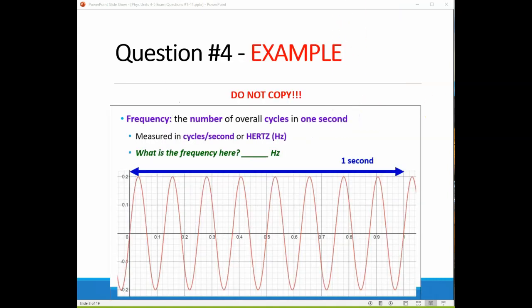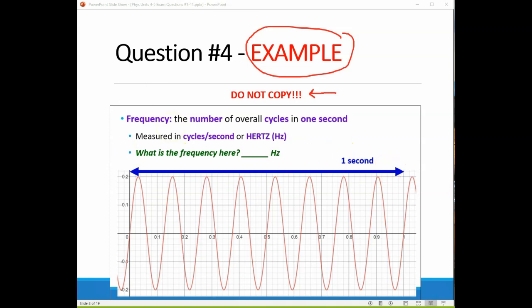All right, question number 4. This is an example of how to find frequency. Everybody has a different version, so please don't copy this one. Nobody has this version. This is just an example. Please do not copy. Okay, so remember that the frequency is the overall number of cycles in 1 second.